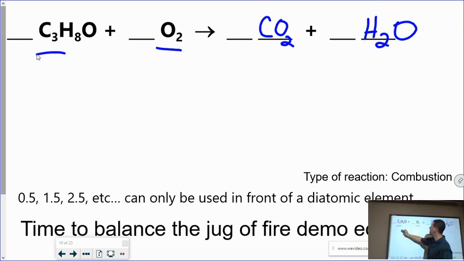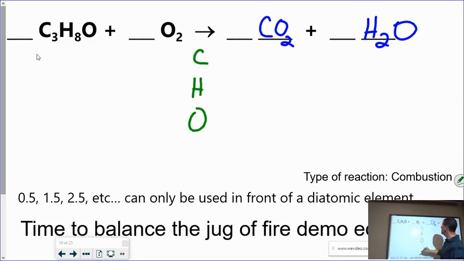So what we have to do now is count up how many of each element we have. This time I'm not going to put ones in all the blanks, but if that is what you would want to do, you absolutely could do that. So I'll put carbon there, hydrogen there, oxygen there. I'm going to count up what I have of each one. So here I have 3 carbons. And on this side right now, if there's a 1 in this blank, I have 1 carbon on that side. And how many hydrogens do I have over here on the reactant side? I have 8 of those.